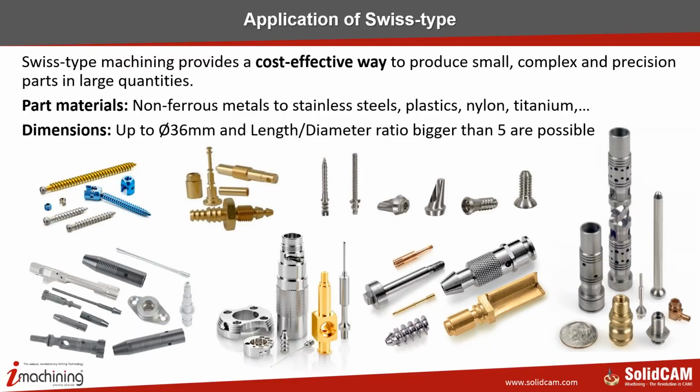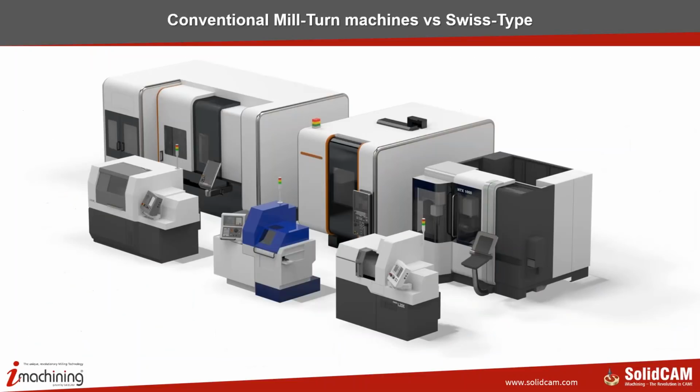But what is very important to mention here are the dimensions of the parts. They are up to 36. I will correct this, maybe it's up to 38 mm. And a very interesting fact is that a length-diameter ratio bigger than 5 is possible. Okay, so this is very important. I'll go back to this also in a couple more slides.